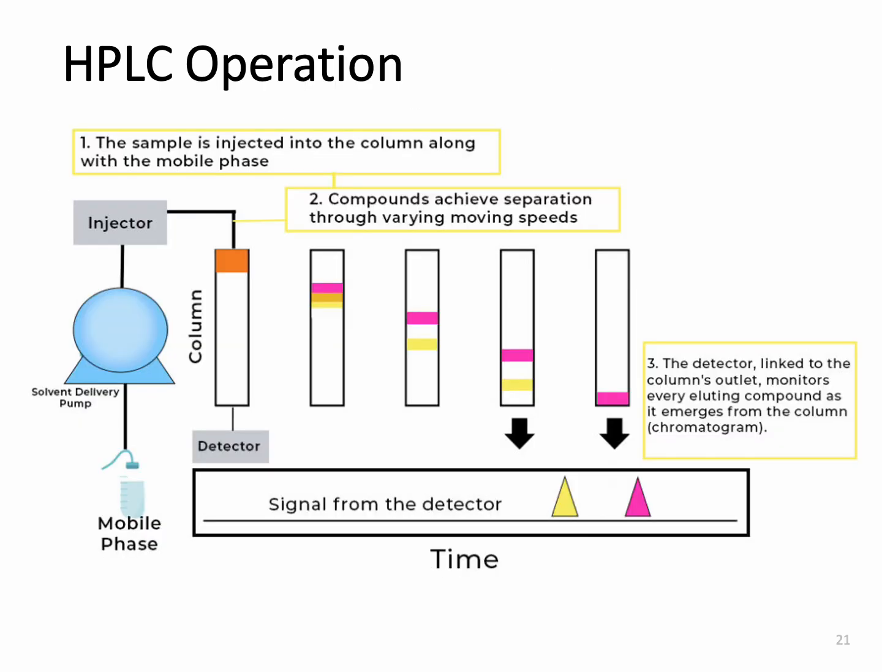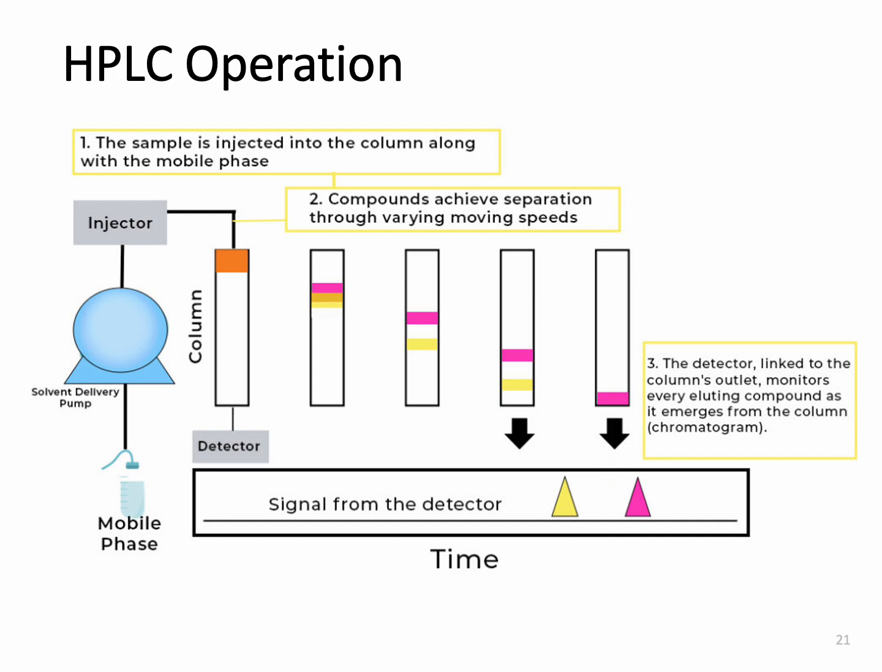Here we talk about the HPLC operation. First, the sample is injected into the column along with the mobile phase. On the left side, you see the mobile phase at the bottom left, and then it goes into a solvent delivery pump. Then it goes through the injector, which allows the compounds to achieve separation through varying moving speeds.